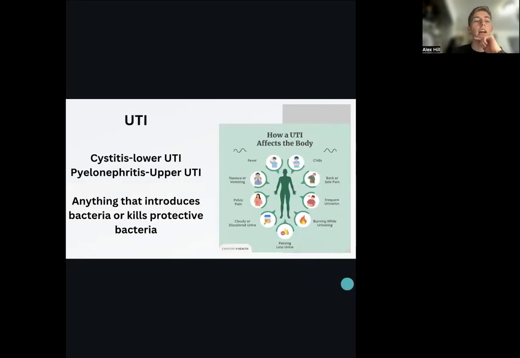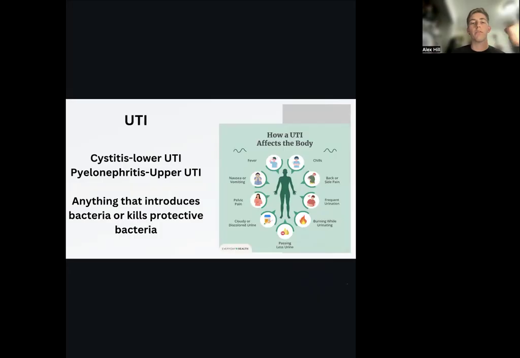Okay, UTIs. Cystitis is a lower UTI. So that's like the bladder. Pyelonephritis is going to be upper UTI. So that's like the ureters and the kidneys. So just remember, anything that introduces bacteria or kills protective bacteria puts you at an increased risk for UTI.